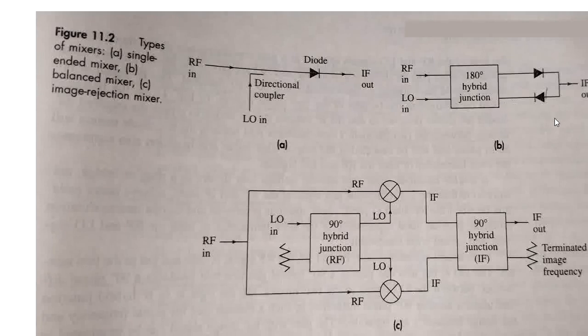And if I want to extract the IF signal, how can we extract it? By performing the difference of these two signals. If I perform the difference of these two signals, I am going to get the intermediate frequency output. That is the operation of the balanced mixer.